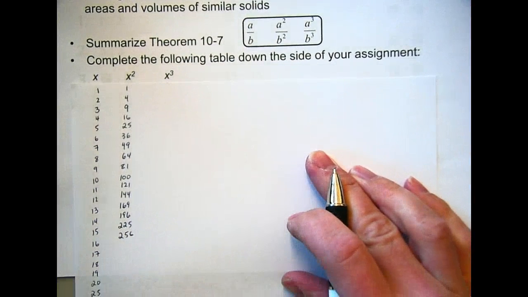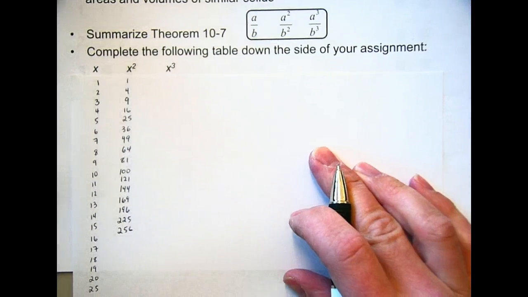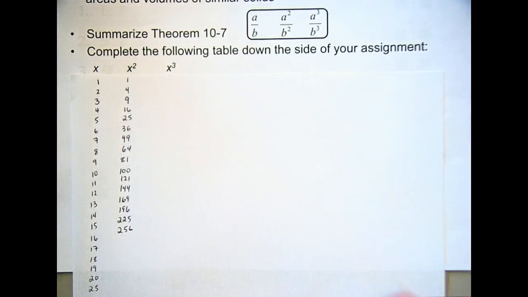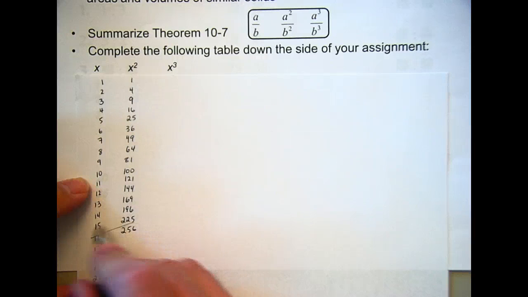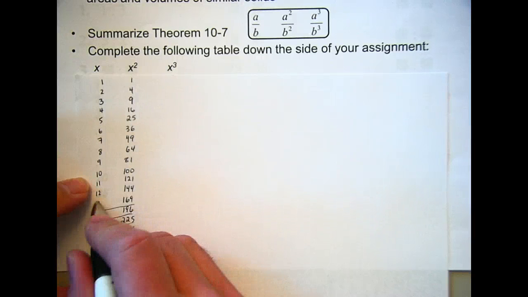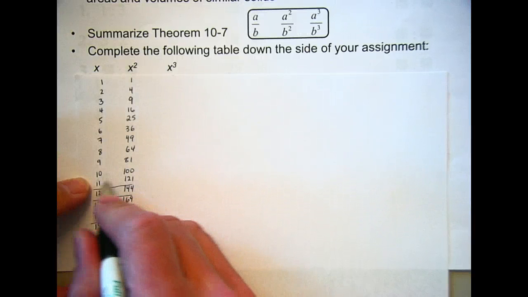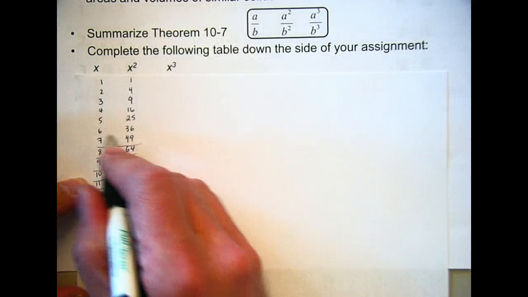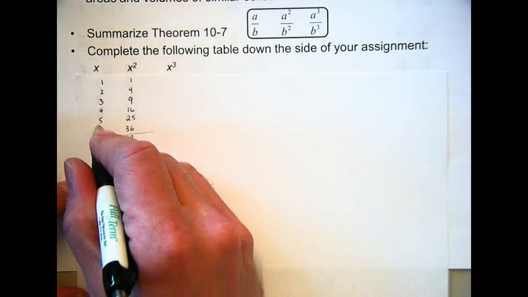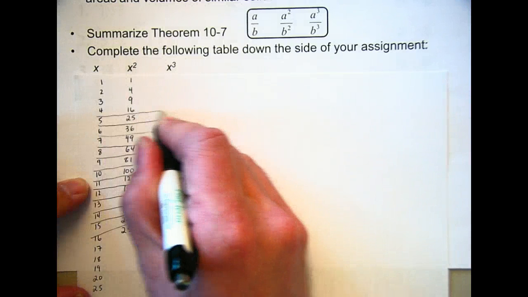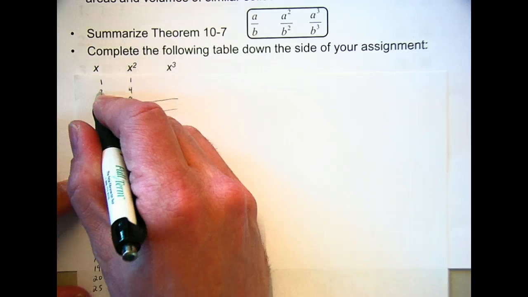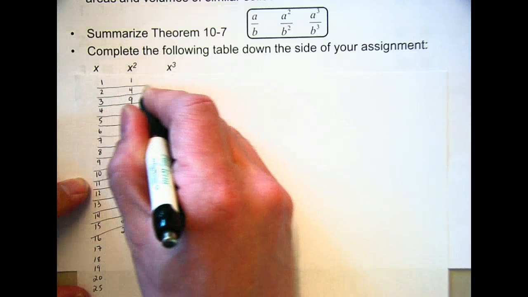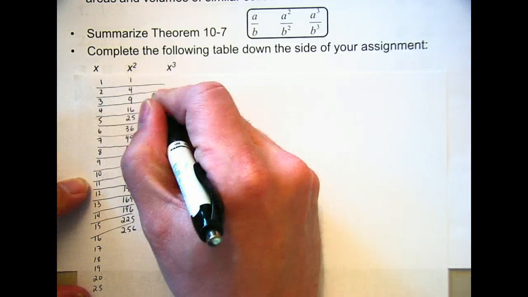Okay, from there you should have them memorized. These should be memorized. You should memorize up to 16. You should also memorize 20 and 25. Now, if you really got this, you'll be able to memorize a little further here.